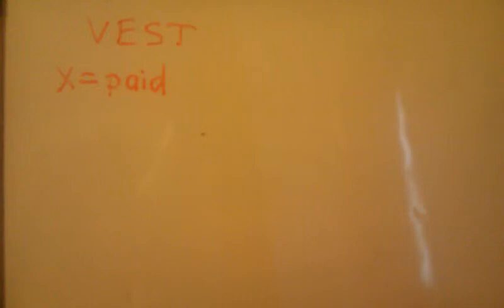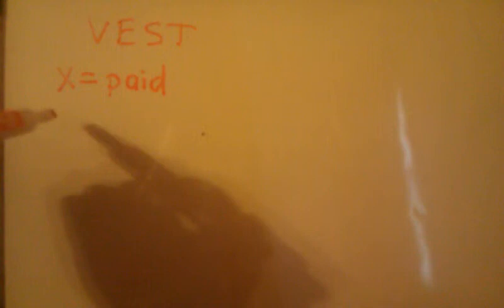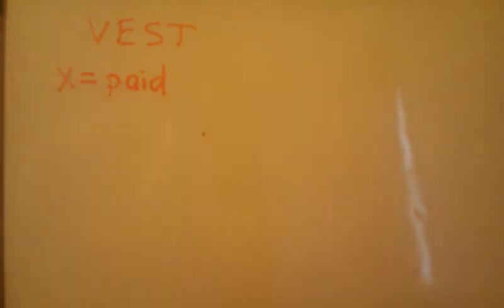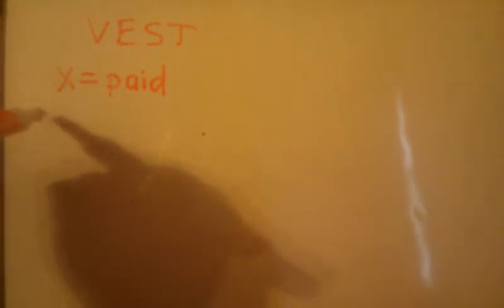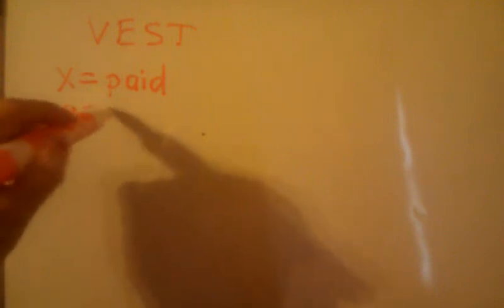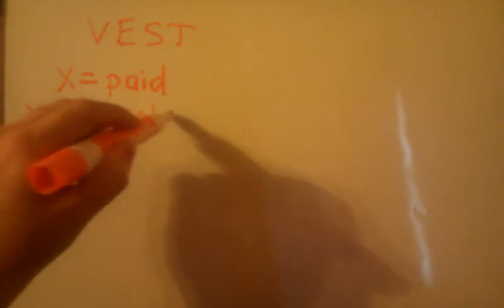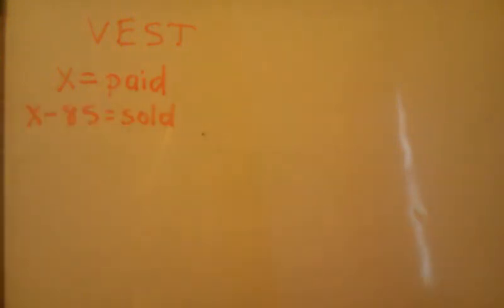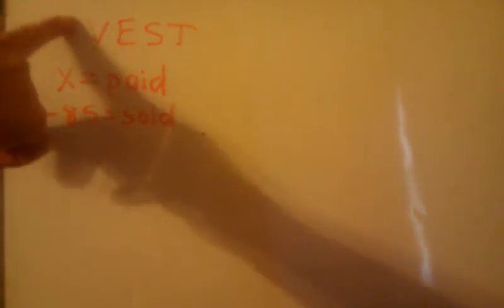It says 85 cents less than he paid for them. So which one's going to be more? How much he sold them for or how much he paid for them? Well, if he sold them for less, obviously he paid more for them. So it's going to be X minus 85 cents equals, this is how much you sold them for. Okay? I've identified my variables. Now I need to write my equation and solve it.